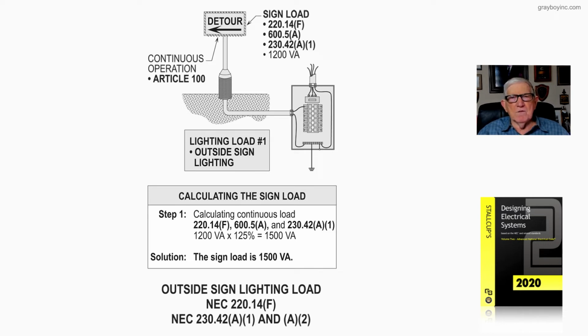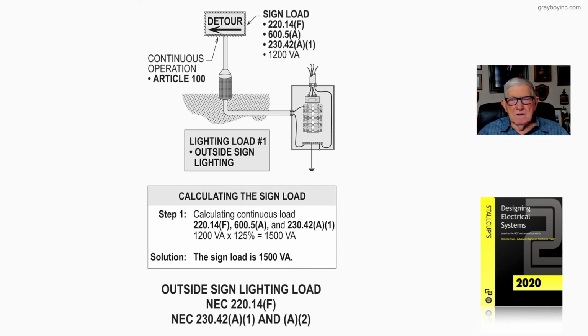But 230.42(A)(1) says if that sign is not on a timer or something, and it could be used, or there's the possibility it could be used for 3 hours or more, in accordance with Article 100, then we have to increase the 1200 VA by 125%.